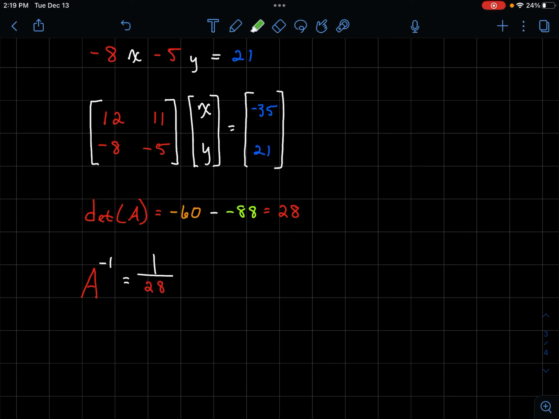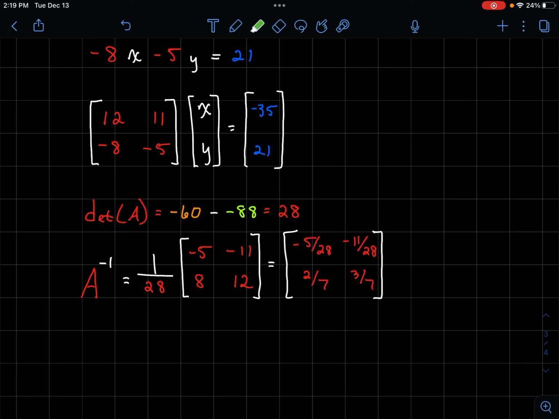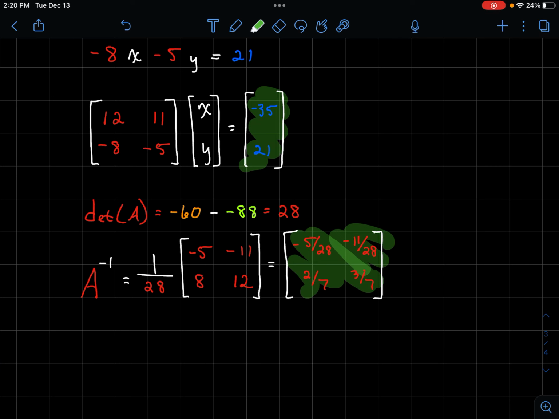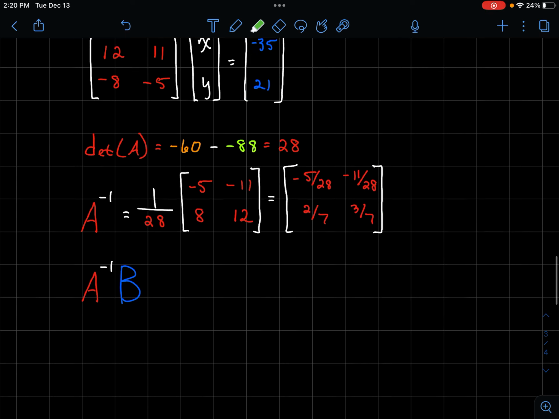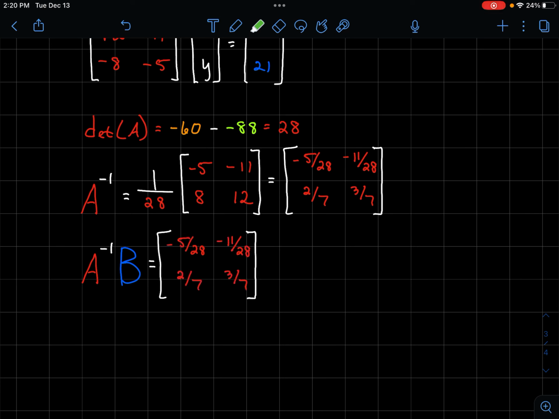So A inverse, what is the inverse of our original matrix? Well, that's 1 over the determinant of A, equal to trading places with the 12 and the negative 5, and switching the values of 11 to negative 11 and negative 8 to positive 8, and distributing the 1/28. So the matrix that we have here is the inverse of A, and we're going to take that and multiply it by our constant matrix. So A inverse times B.